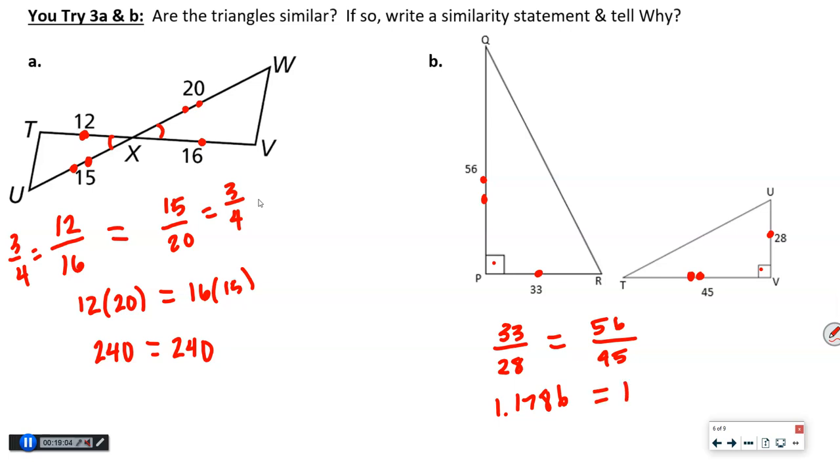That's equal to 1.2444. So they're obviously not equal. So are these triangles similar? No. And again, over here, the answer was yes.